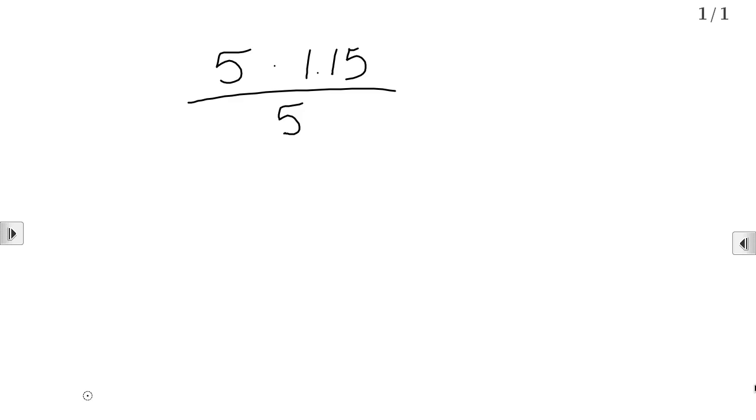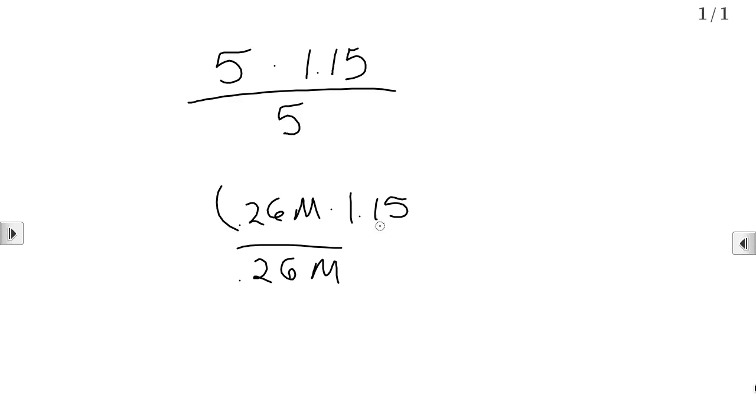So, if this ratio has to be 1.15 when I divide, doesn't it? What was my molarity of that bottom one? What's the top of this going to be? 0.26. You see it? Do you see it? Yeah.